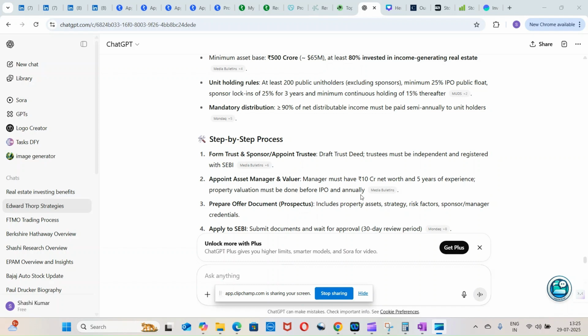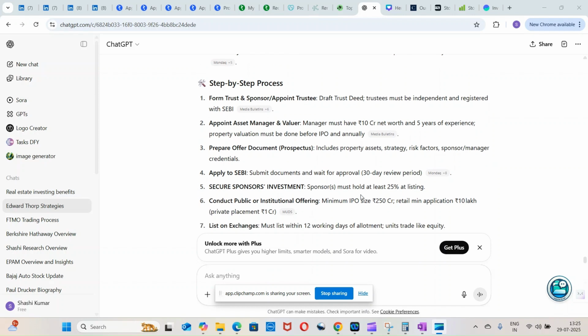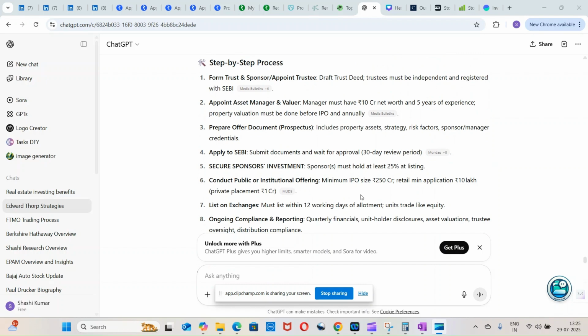So that's the step. Prepare the offer document, prospectus, including what property assets are there in the REIT, what is the strategy, what are the risk factors, who is the sponsor, and what are the manager credentials. Then apply to SEBI, submit all these documents and wait for approval. There is a 30-day review period. And secure sponsor's investment: sponsors should hold at least 25% at listing.